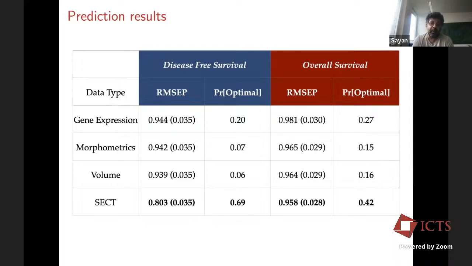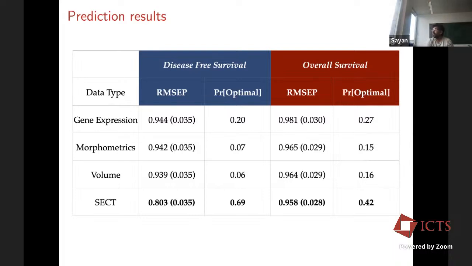In terms of the computation, the volume one is the fastest because you only have 5 features. The gene expression and the SCCT, once you've computed the features, are basically equally fast. The morphometrics is a little bit faster because you have an order of magnitude fewer features. In terms of computing the features, the morphometrics is the most costly to compute.